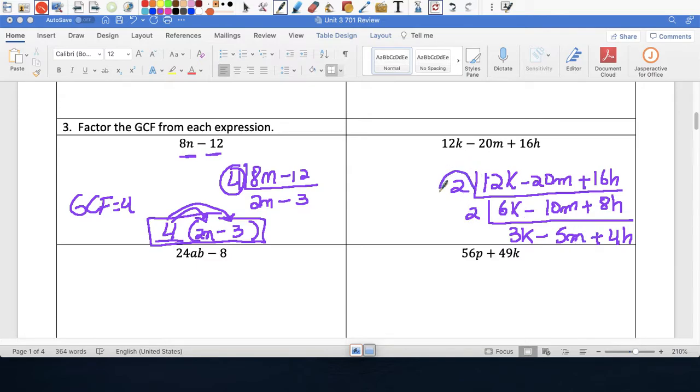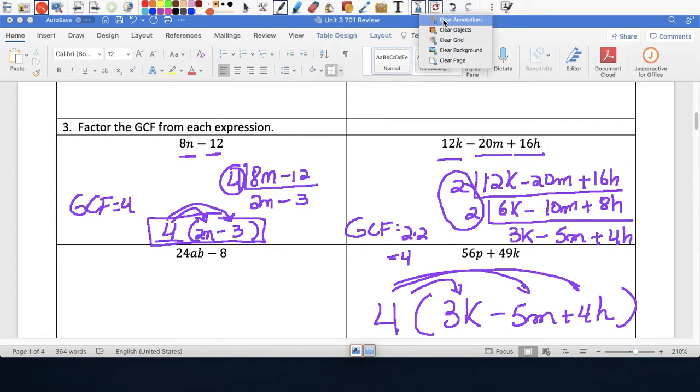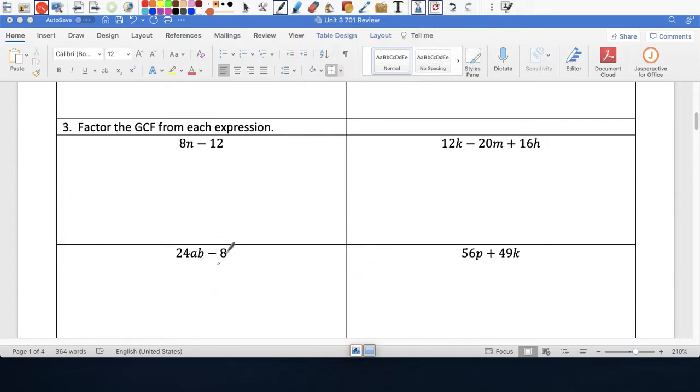So remember the GCF is these two. The GCF is 2 times 2, which in this case is going to be 4. So what's my answer? 4, and inside we got 3k minus 5m plus 4h. And if you do the distributive property, we get 12k minus 20m plus 16h. Again, let me do this here, we're going to do it on top.